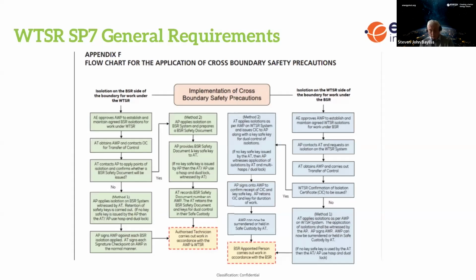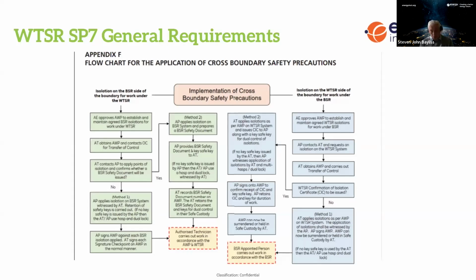So briefly going through the flow chart on that. The AE approves the AWP to establish and maintain agreed WTSR isolations for work under the boundary safety rules. The AP contacts the AT and requests an isolation on the WTSR system. The AT obtains the AWP and carries out transfer of control. The next step here is a decision box: WTSR confirmation of isolation certificate to be issued.